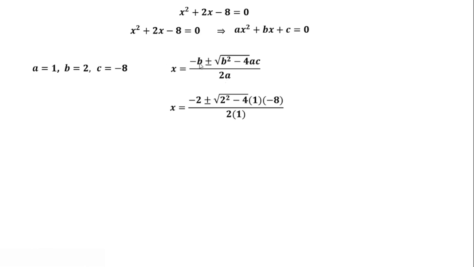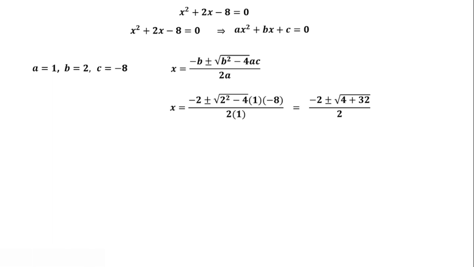So we have negative b, and b is 2. So we have negative 2 plus or minus the square root of, now we have b squared, so b is 2. So we have 2 squared minus 4a. a is 1, so that is what we have here, 1. And then c is negative 8. So we have negative 8. So 4ac, 4 multiplying 1 multiplying negative 8, all over 2a. a is 1, so we have 2 multiplying 1. I hope you understand. Okay, so let's move on.